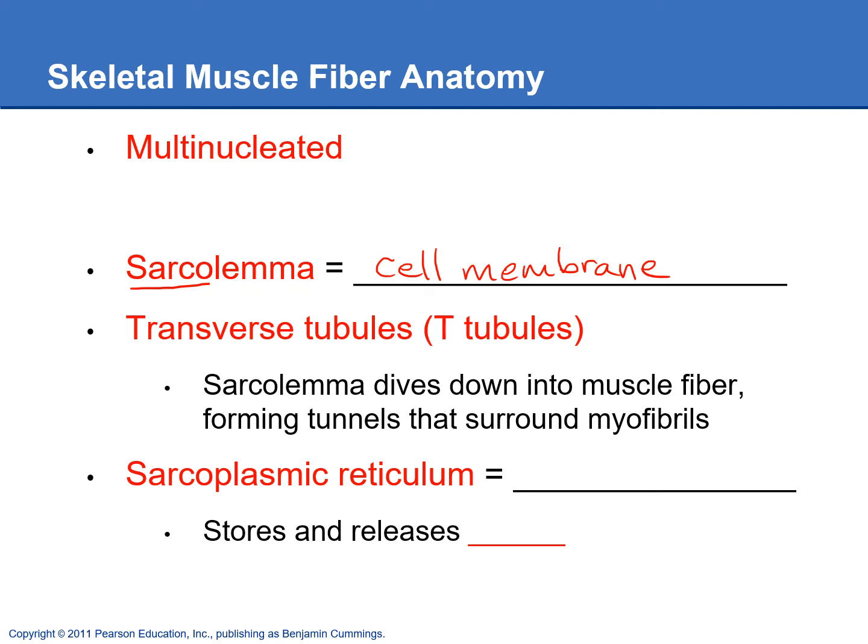And then we have the sarcoplasmic reticulum, which you've already learned as the smooth ER. So we're now calling the smooth ER in muscle cells the sarcoplasmic reticulum. And its job is to store and release calcium ions. And the calcium ions are going to be needed for contraction. That's pretty important.